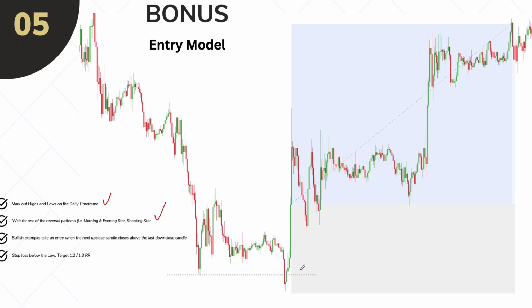Which is the last down close candle? I would say that is this one, this red candle. Take an entry when the next up close candle closes above the last down close candle. Which candle closes above this one? I would say you can choose this one. So you can take an entry from here, or you do the next candle. It was already a big up candle. So for this example, I took an entry right here.